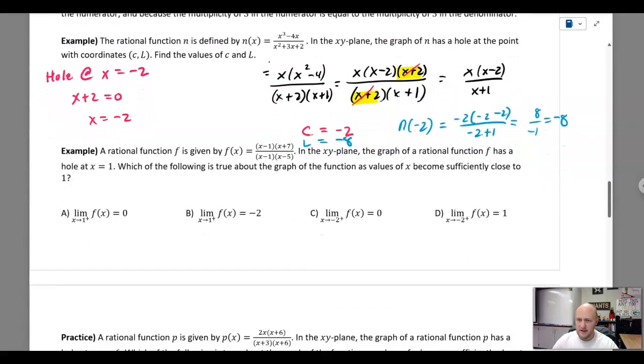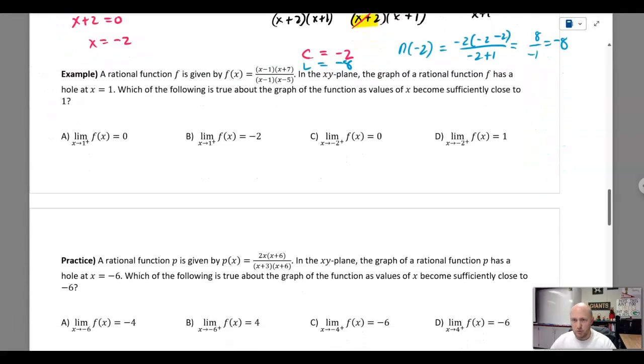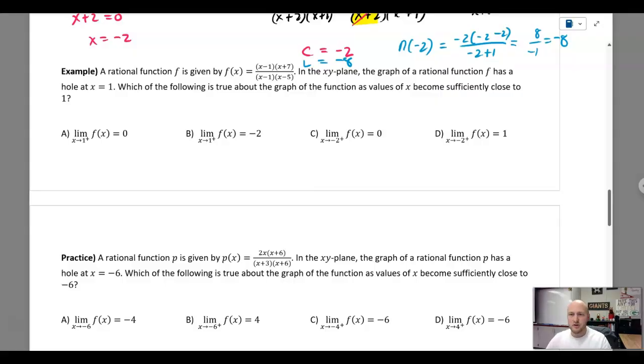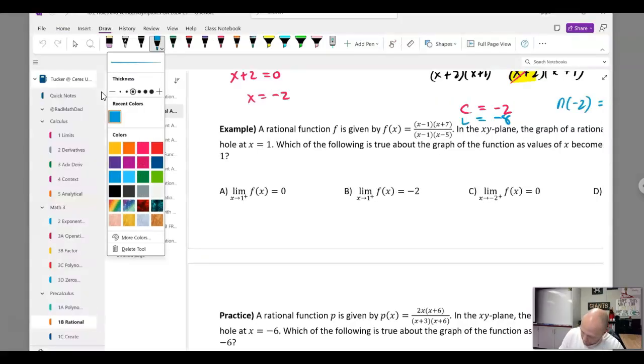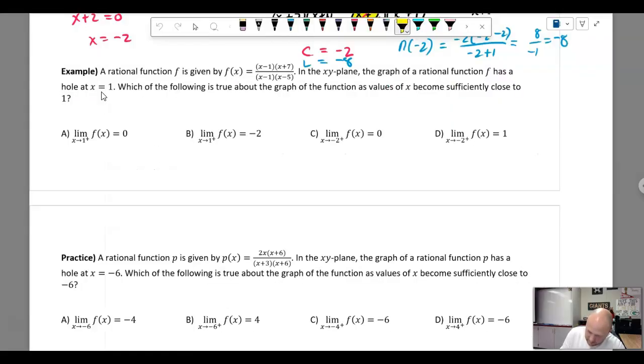Okay, let's go ahead and look at the next example. This example says a rational function f is given by f of x equals x minus 1 times x plus 7 over x minus 1 times x minus 5. In the xy plane, the graph of the rational function f has a hole at x equals 1. And we can go ahead and see that here because we have a shared factor at x minus 1, and those will end up reducing.